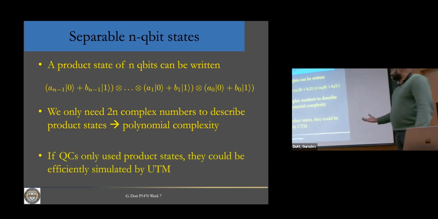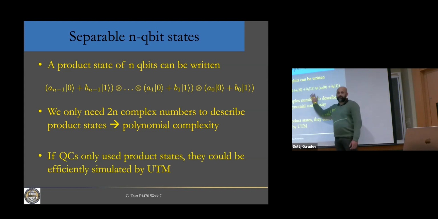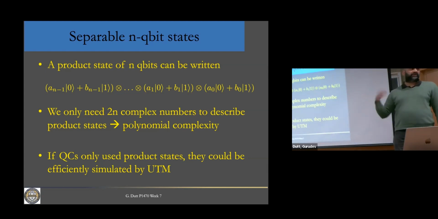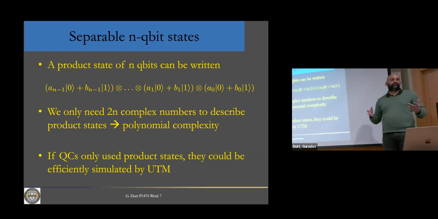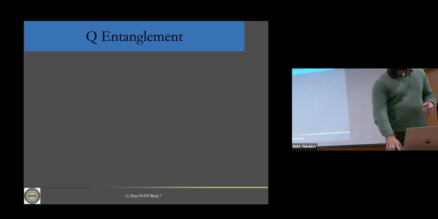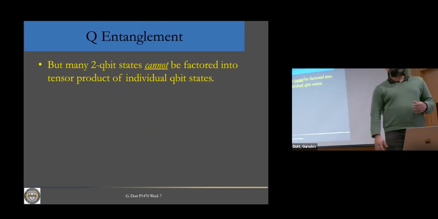And if quantum computers only used such product states, then they could easily be simulated by a classical computer, a universal Turing machine, right? Because BQP would basically be inside P, if this were true. And we know it's not true, because there are states that we can write down during a quantum computation that don't follow this pattern. Okay, and that brings us to entangled states.